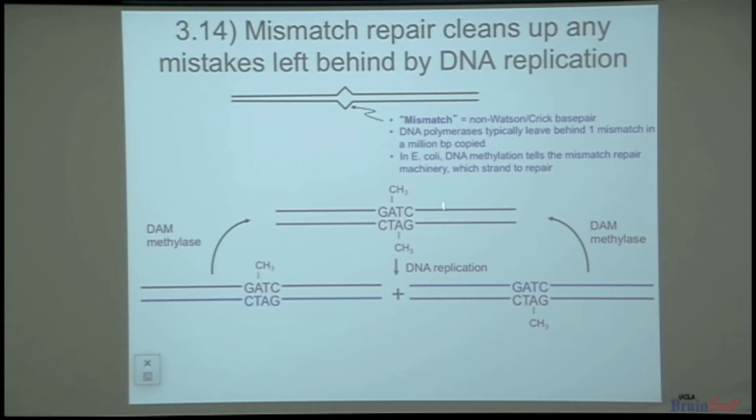The way that the bacterial repair machinery knows which strand contains the error, and therefore which strand to repair, is by looking at the methylation state of the strands. So in bacteria, in E. coli, for example, we have a kind of methylation called DAM methylation. It stands for deoxyadenosine methylase, okay?